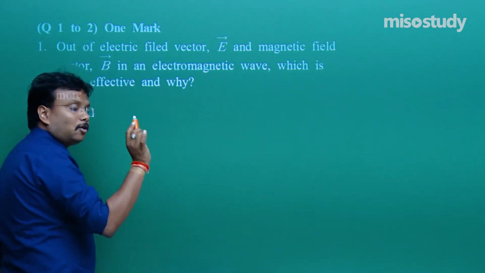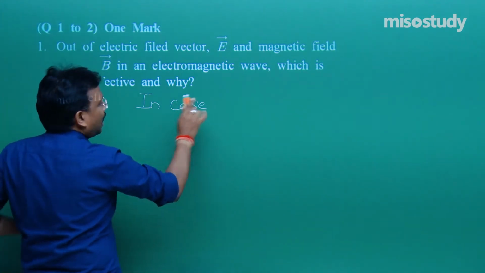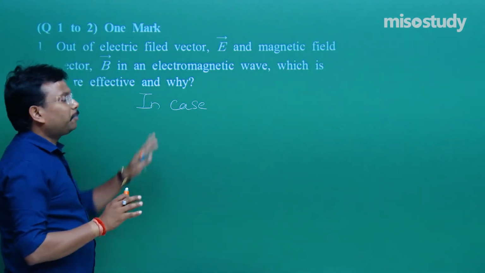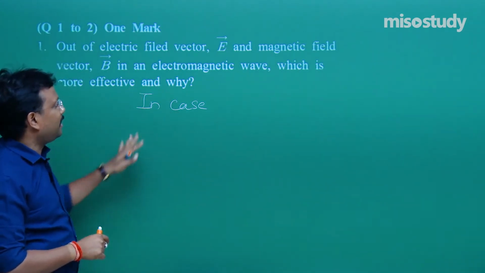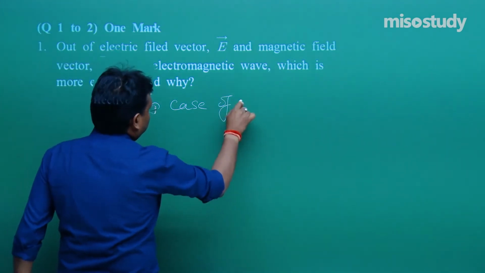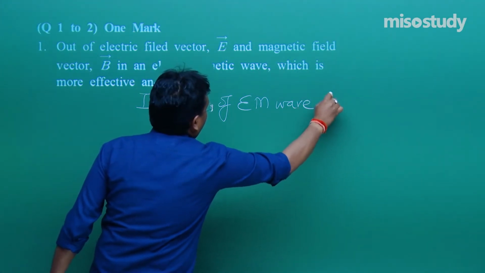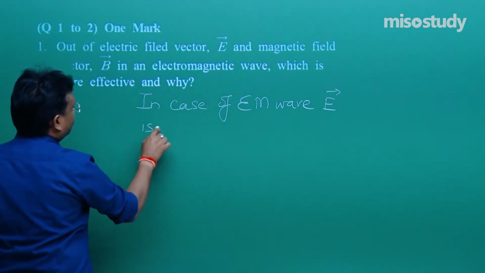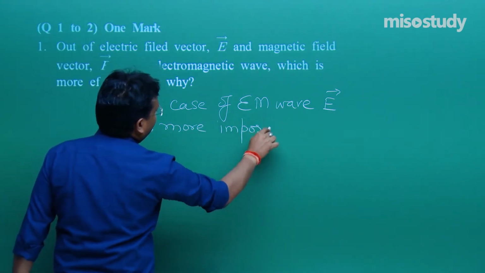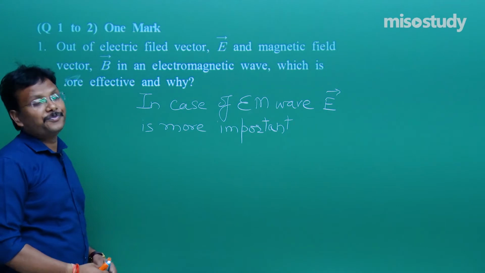In case of electromagnetic wave, you need not write down like this, I am elaborating the entire picture. It is up to you to select only the selective part. I am going to explain so that you can develop a proper understanding. In case of EM wave, the electric field vector is more effective, more important. The question comes in the mind, why? Why is it so?